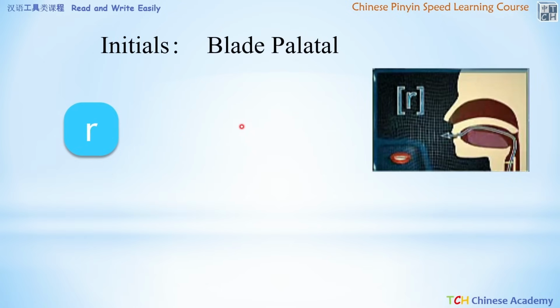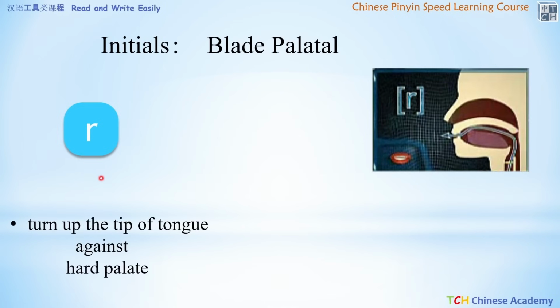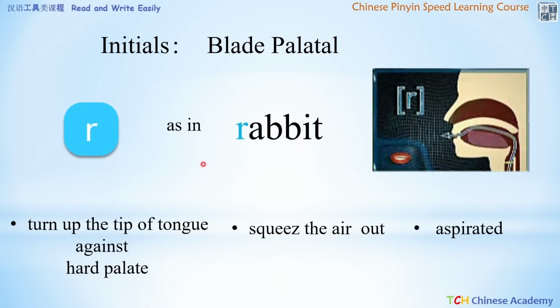And the last blade palatal sound is r. As with the other three sounds, we also need to turn up the tip of the tongue against the hard palate. And this time try to obstruct the breath and then squeeze the air out, and it is aspirated, just as in the English word rabbit. So r.